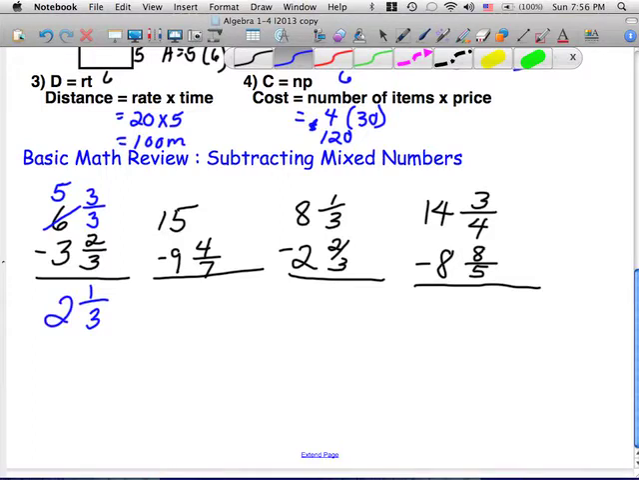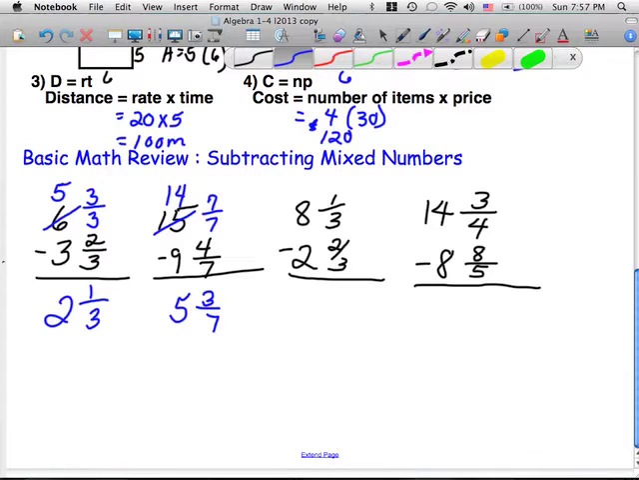Another example of this, 15 minus 9 4/7. I have nothing to subtract the 4/7 from, so I make that 14. Borrow the whole number 1 and turn it into 7/7. So you always turn it into the same number on top and the bottom as the fraction that you're subtracting. So 7/7 take away 4/7 is 3/7, and 9 from 14 is 5.